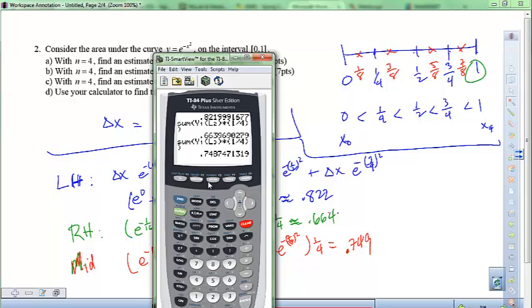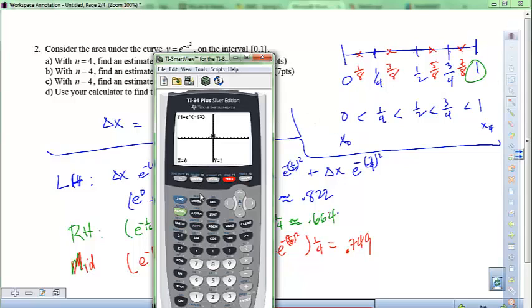So let's do a zoom. Maybe we'll do a zoom fit. Well, let's do a zoom standard for now. I'm going to press 6, and then I'll plan to change the window. So the window is really small here. If I use a trace button, I see my highest value is 1, and I don't go below 0, it doesn't look like, so that's going to give me an idea of how to adjust my window.